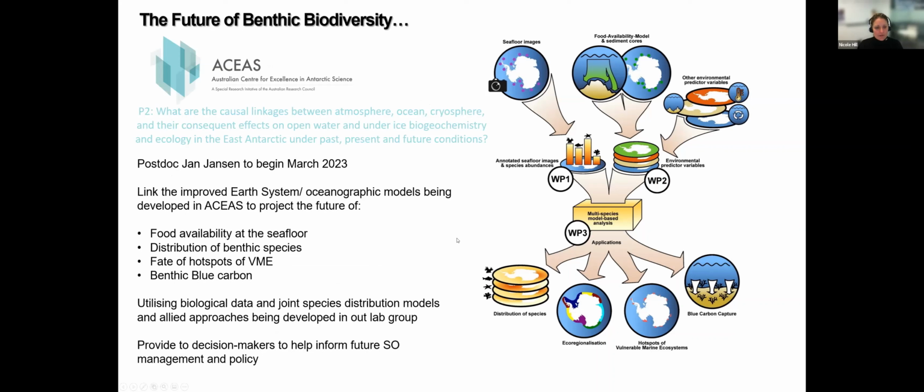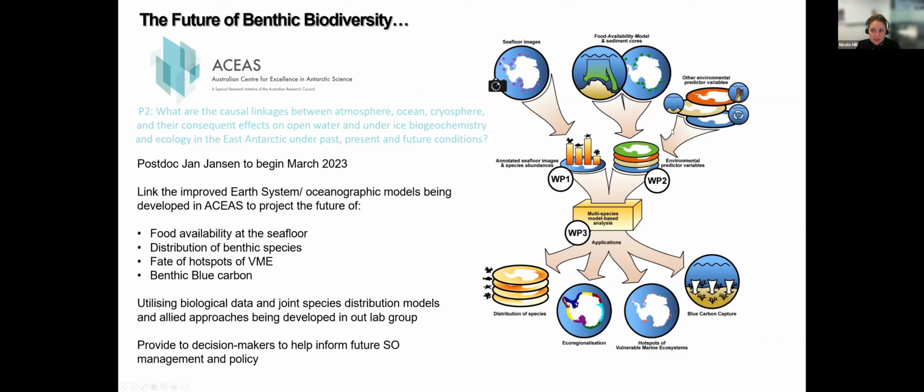So off the back of this project, where we transition into what we're going to do within ACEAS in program 2, is to essentially link what we're generating from this project to the improved oceanographic and Earth system models that are being developed in ACEAS to understand what the future of benthic biodiversity around Antarctica may be. So we'll be revisiting these food availability models. This will also be with Ben Galton-Fenzi and the models he's developing in that framework.